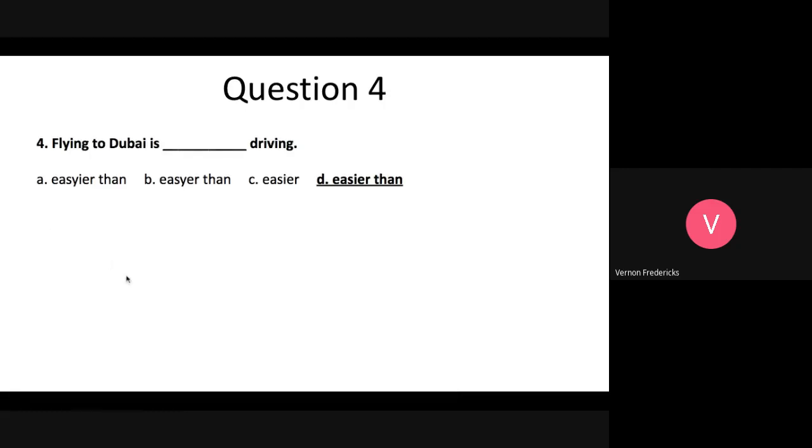Number 4, flying to Dubai is easier than driving. The correct answer is D. The adjective is easy. Because it ends in a Y, we have to delete the I and add ER. So the correct answer would be IER, easier than. Okay, so it's not number A. It's not number B, the spelling is incorrect. It's not C. C doesn't have than. Spelling is incorrect for A.